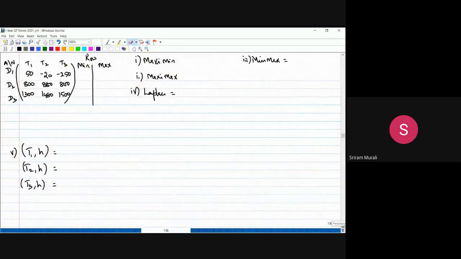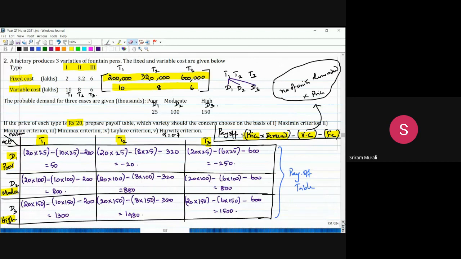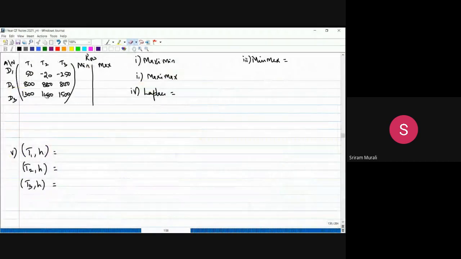So this kind of question will come to the exam, but don't worry. They never ask you to construct this table. This matrix will be given to you. You have to find maximin, minimax, Laplace, and so on. So first one.